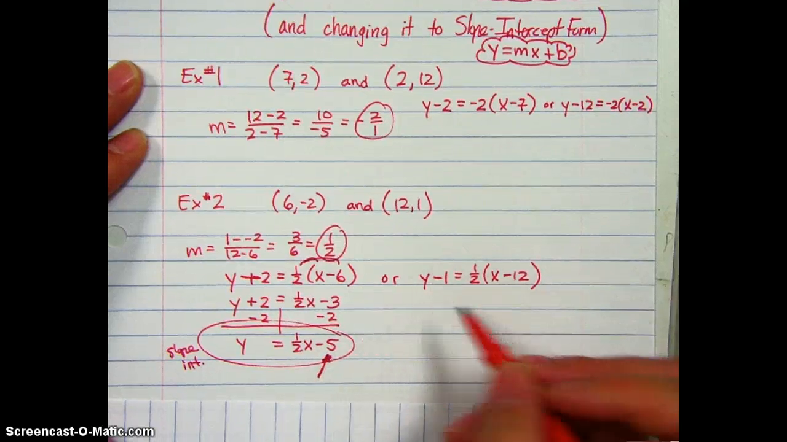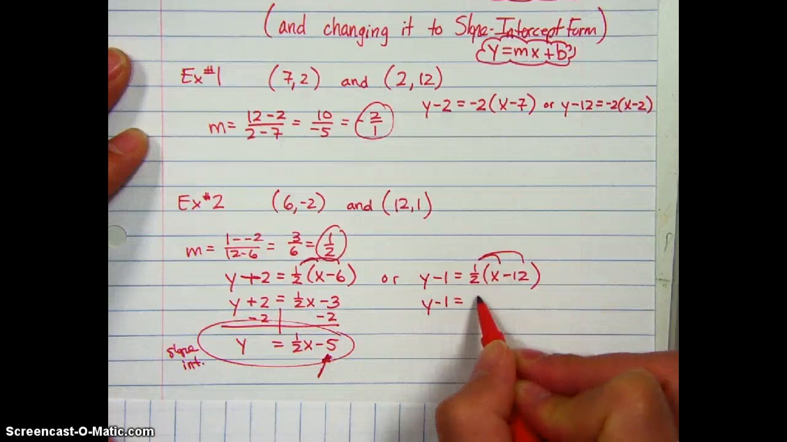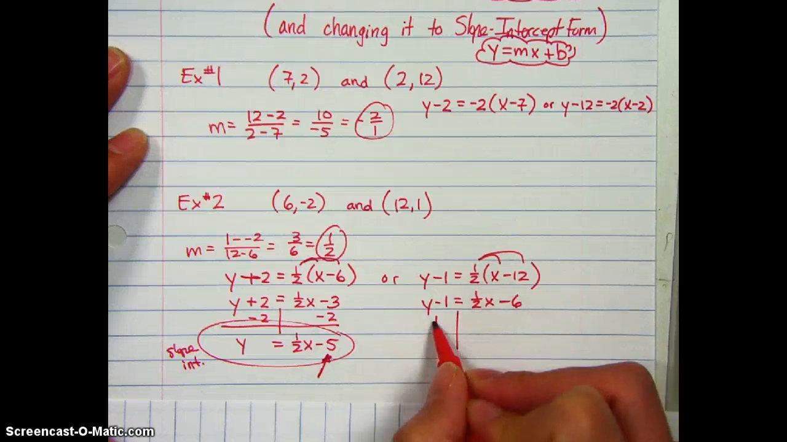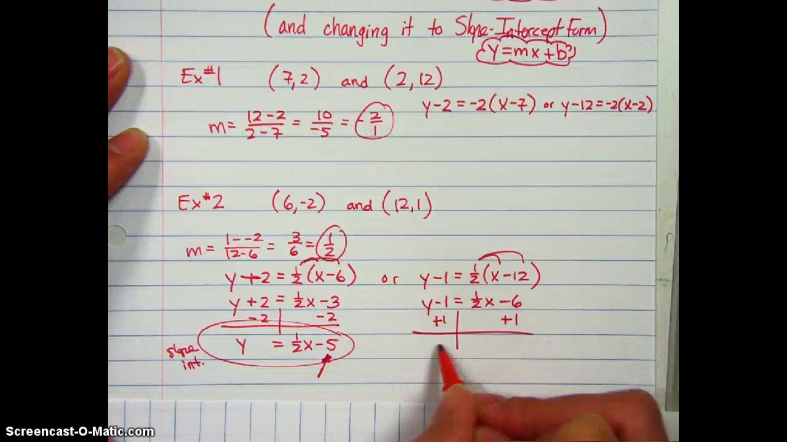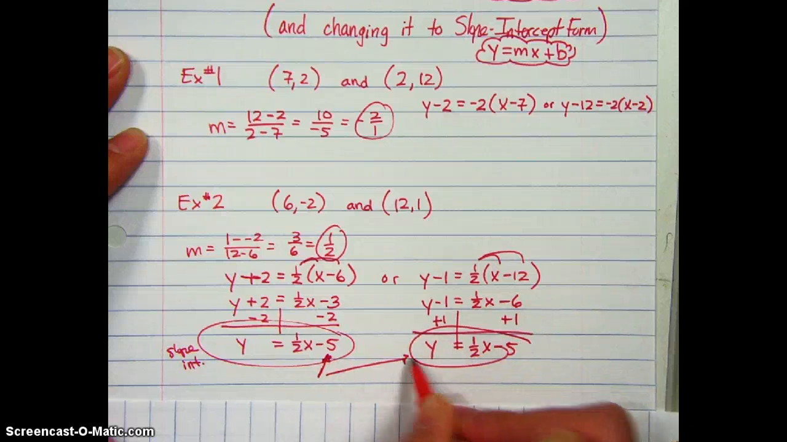Let's take a look at this one. I'll do the same process. All I'm going to do is I'm going to distribute that half. So I get 1/2 x minus 6. Get y by itself by adding a 1 to both sides. The wonderful thing is it doesn't matter which point you use. If you notice here, you will end up with the same exact equation of the line.